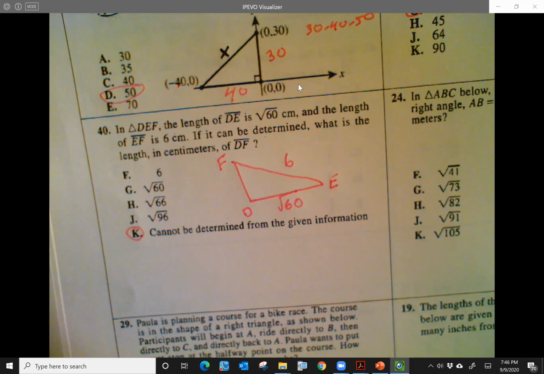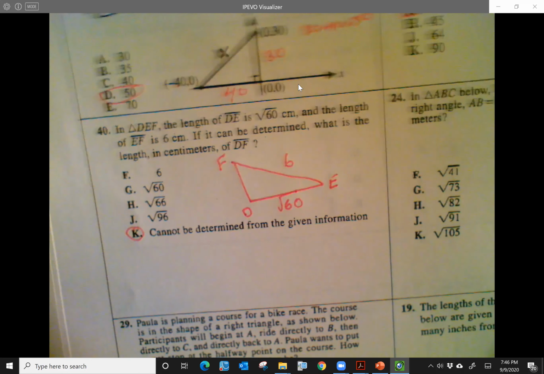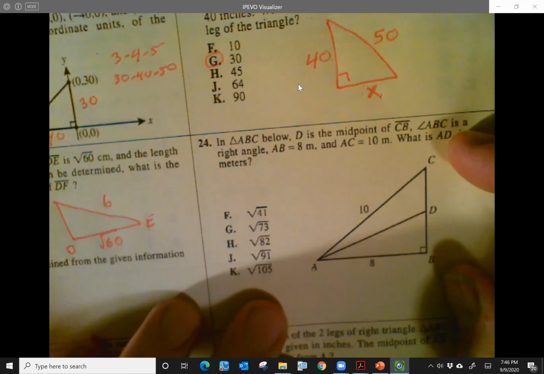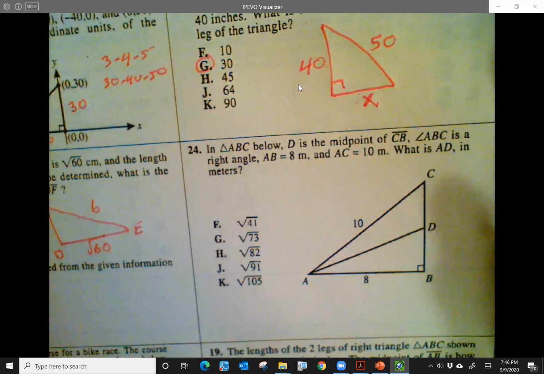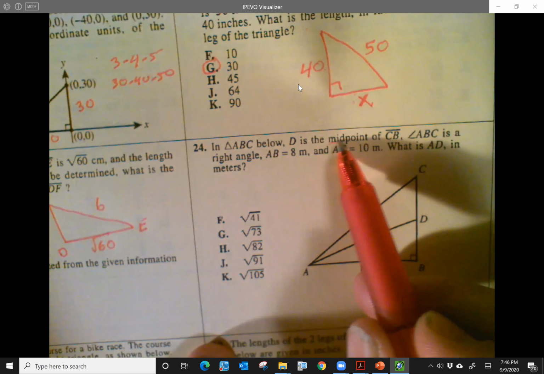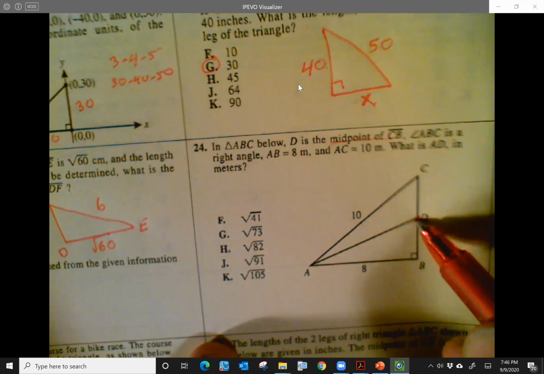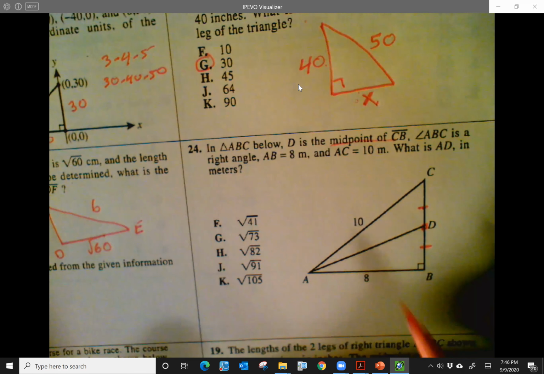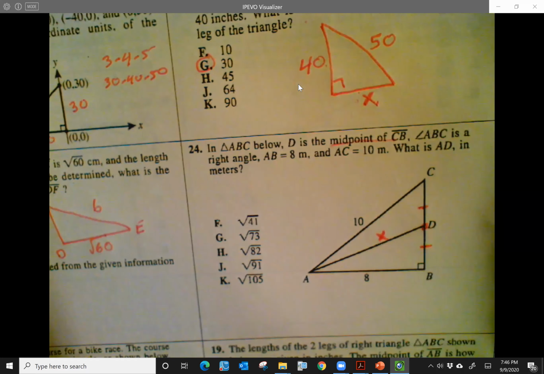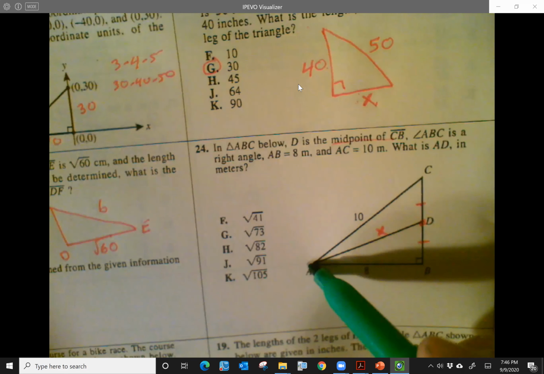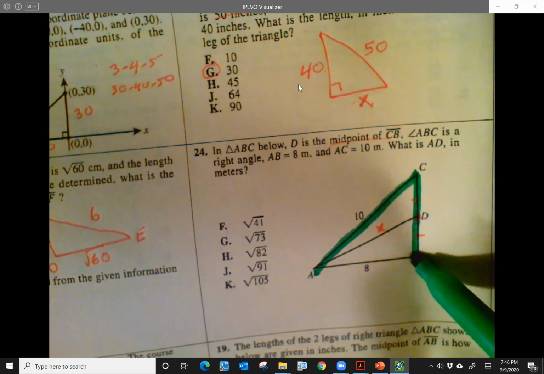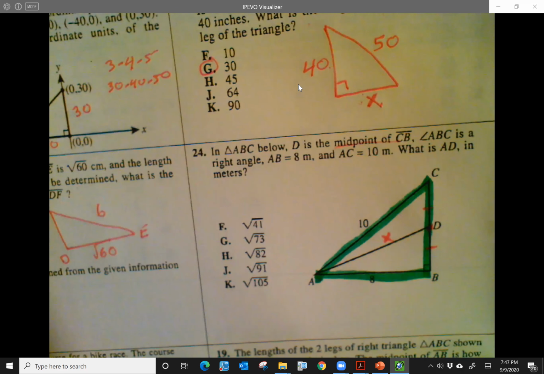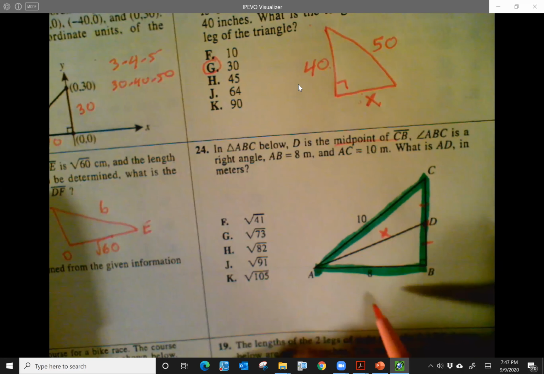Okay. Let's do a couple more of these, and we're going to do some timing. Let's look at number 24. This one's probably one of my favorite questions for the ACT. They got a thing called a midpoint, right? So letter D, that's a midpoint. These two sides are equal. And they want to figure out, how long is this? Well, if you look carefully, you're going to see a really large triangle. And it is a triple.